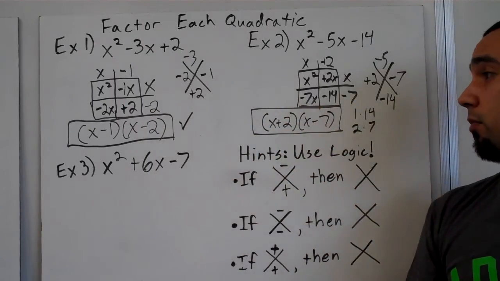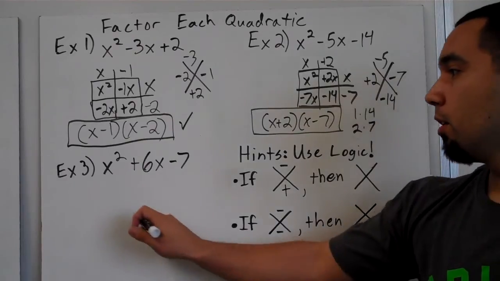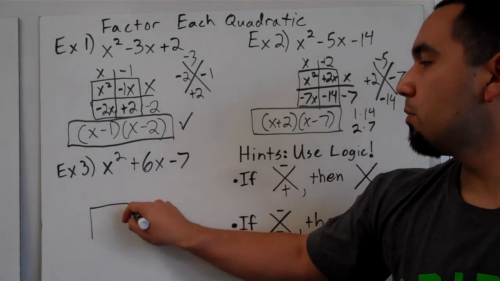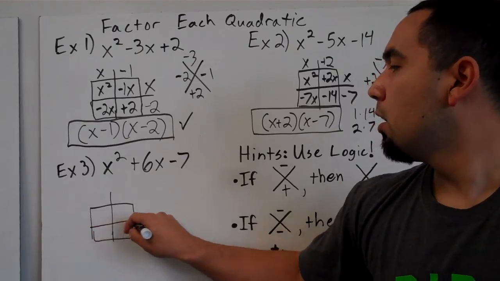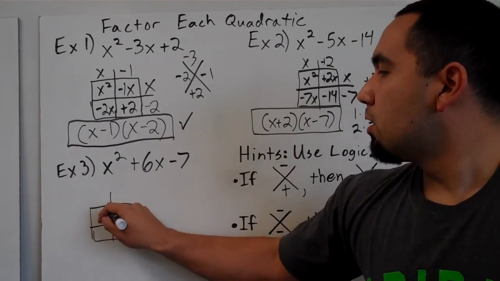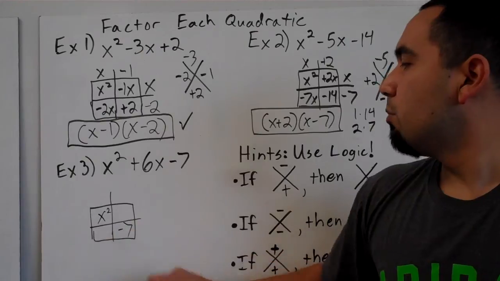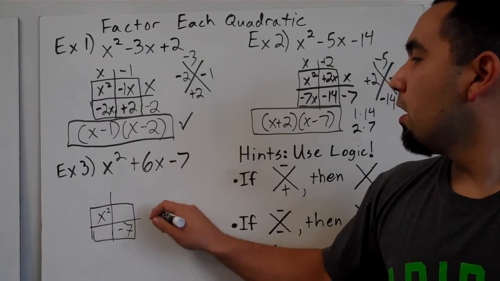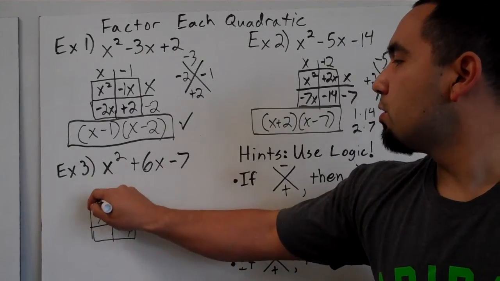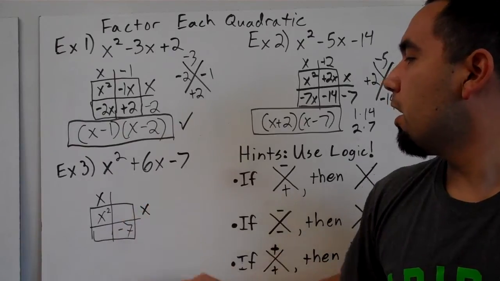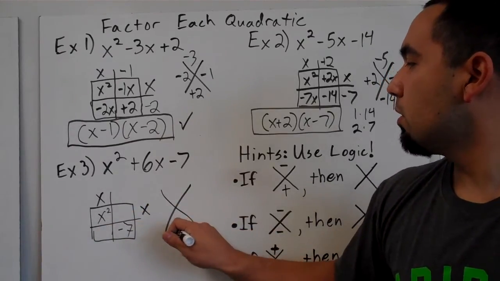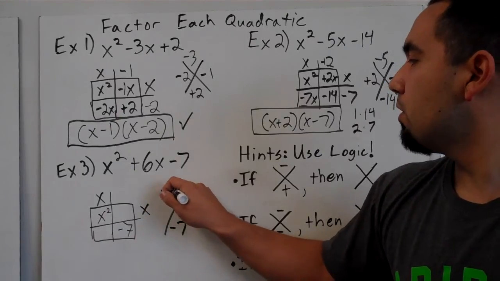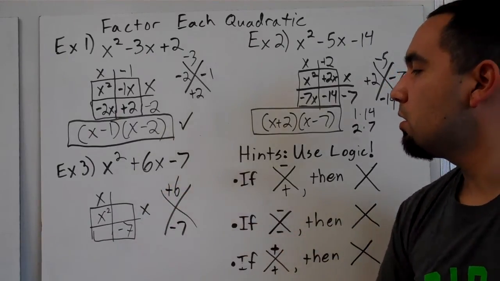All right. Example number 3. Same process. We should be getting a little bit faster at this. I know that this is going to be x squared. I know this is going to be negative 7. And this should be an x. And this should be an x. What I don't know is these two. So again, I use my diamond, negative 7, positive 6.